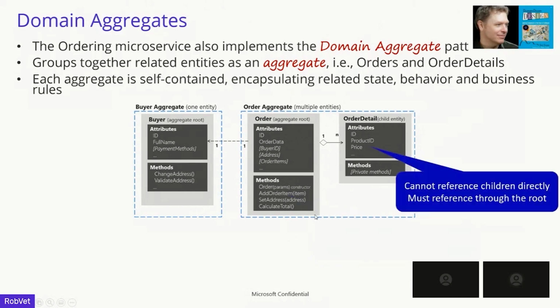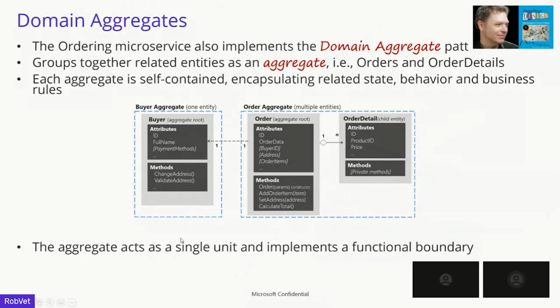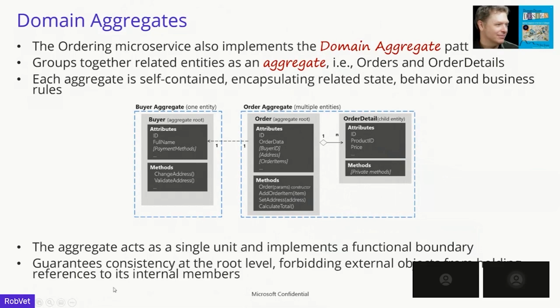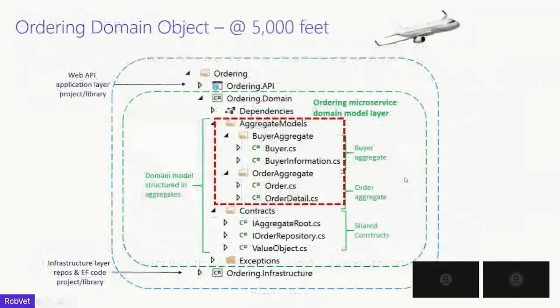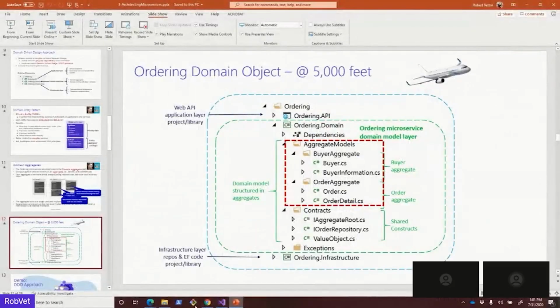We go back to here. We typically don't reference the children entity directly. We go through the root for that. So again, the aggregate acts as a single unit and it implements this functional boundary, in this case, around everything order, if you will. It guarantees consistency at the root level, and it implicitly forbids external objects from holding references to its internal members, if you will. So again, very common practice that we see in here. We can see that in our ordering service.